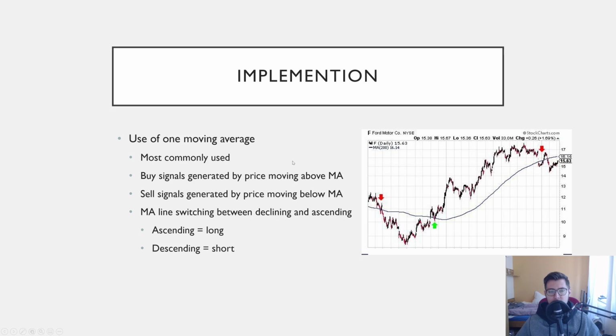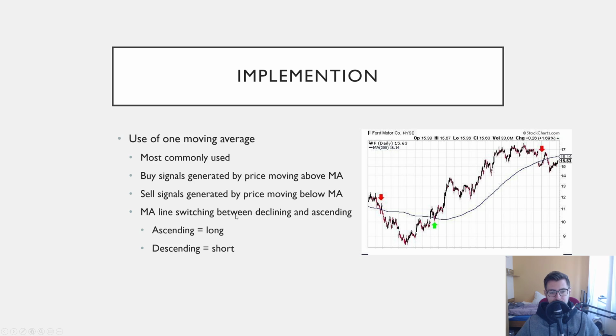So one of the ways of implementation is then using just one moving average. It's one of the most commonly used methods, and buy signals are here generated by a price moving above the moving average. As you can see here on this picture, for example, you can see the green arrow signaled a buy signal when price moved above this line, the 200 daily moving average, and signaled a short entry here as price broke below it. So that is basically what this means.